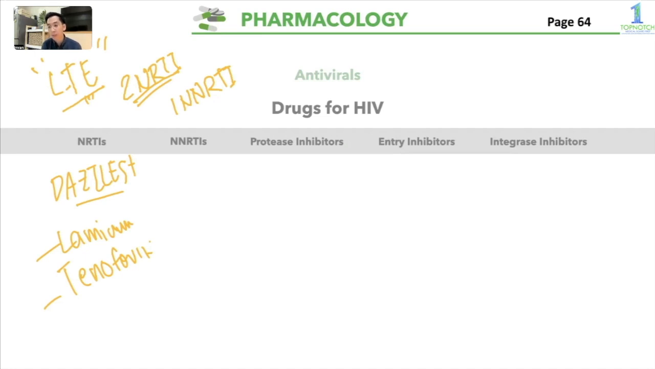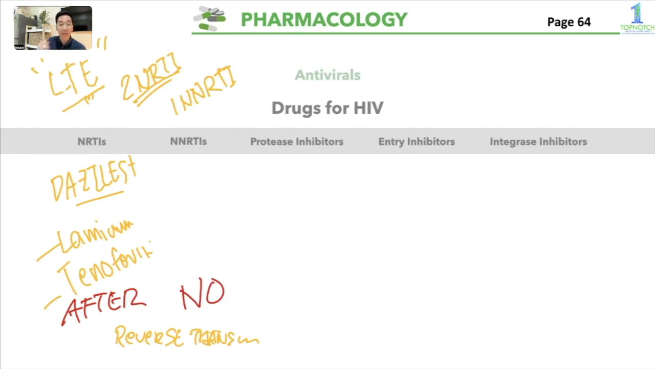Okay, ang difference ng NRTI with that of your NNRTI, okay? It inhibits your reverse transcriptase, no? It inhibits your reverse transcriptase after phosphorylation, okay? Ang keyword dyan ay after phosphorylation. Compare mo yan doon sa NNRTIs, no? Yung NNRTIs, you have no phosphorylation needed para ma-inhibit mo yung reverse transcriptase. Okay?